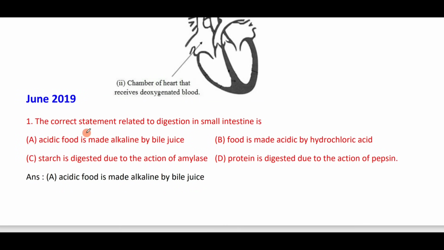Next question: the correct statement related to digestion in small intestine. Acidic food is made alkaline by bile juice. The food made acidic by the action of hydrochloric acid in the stomach should be made alkaline by the action of bile juice, so that the bile salts will act on the fats.